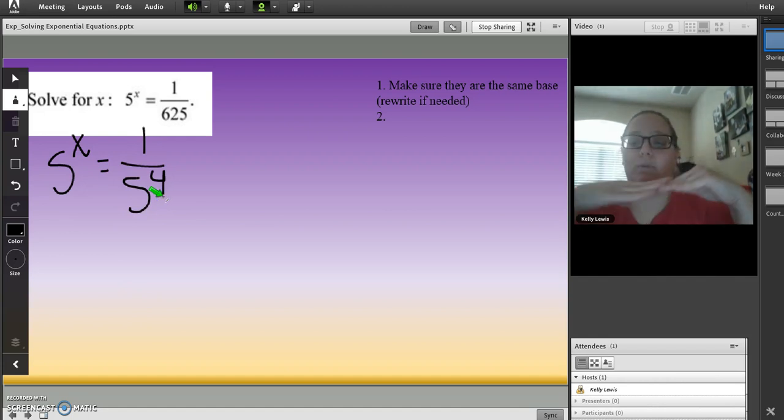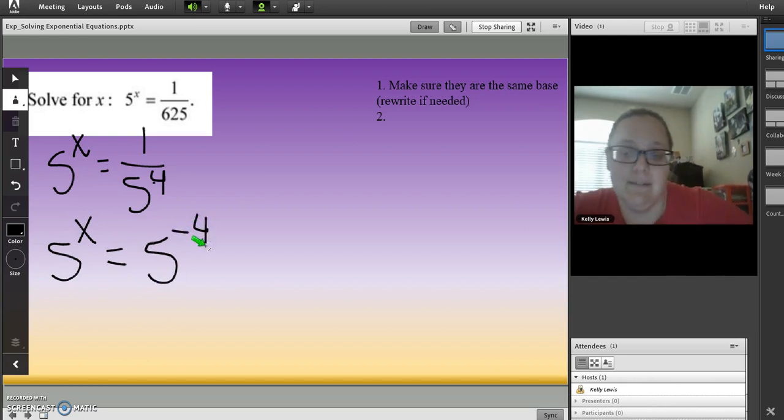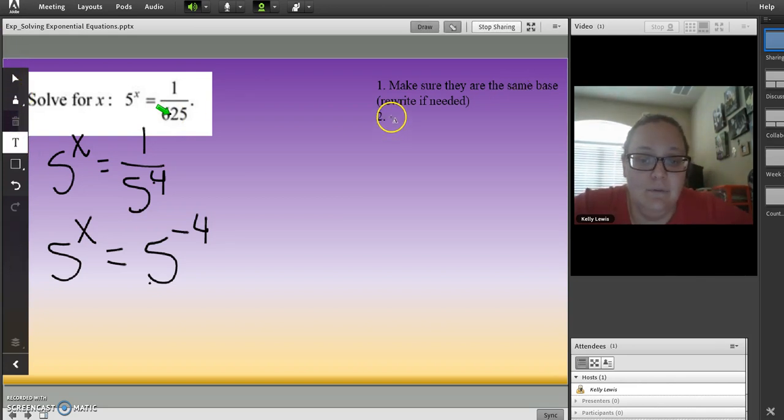But I need them both on the same level playing field. I need them both on the top. In order to put that on the top, I'm going to make it a negative exponent, because a negative exponent means move it. He's really saying, hey, move me to the bottom. And so that equals that. Once they have the same base, we're going to have to rewrite as needed. One or both may have to be rewritten. In this case, only one needed to be rewritten.